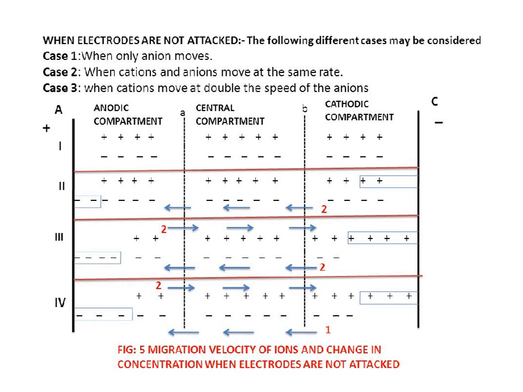We will see here four cases. First of all, in the first case, in the anodic, central and cathodic compartments, there are totally 6 ion pairs. That is, there are totally 12 cations and 12 anions in the anodic, central and cathodic compartments. Now we will see the second, third and fourth cases according to the statement.